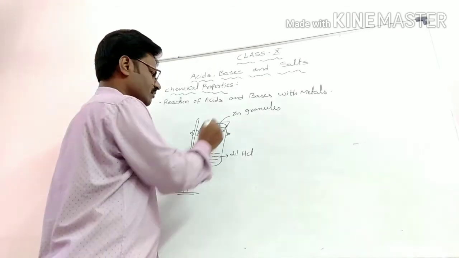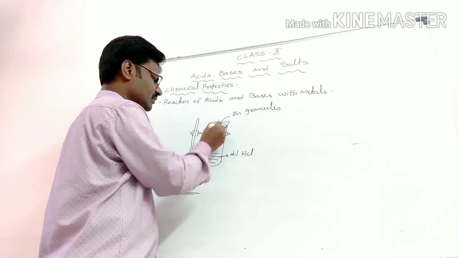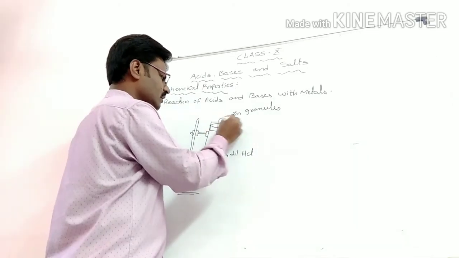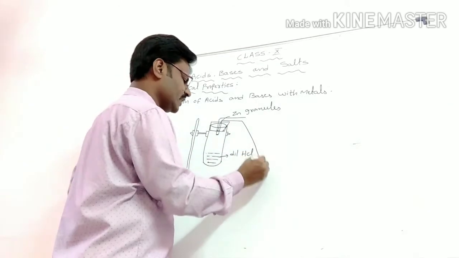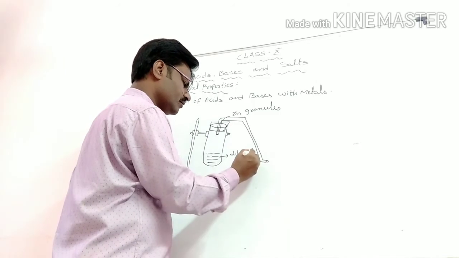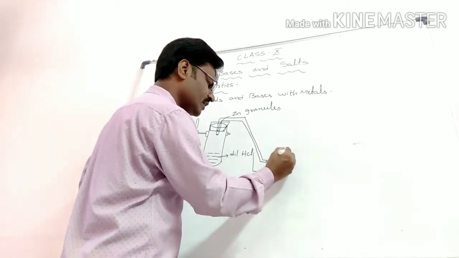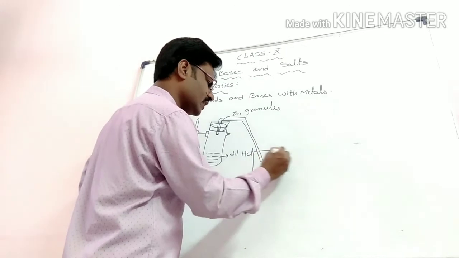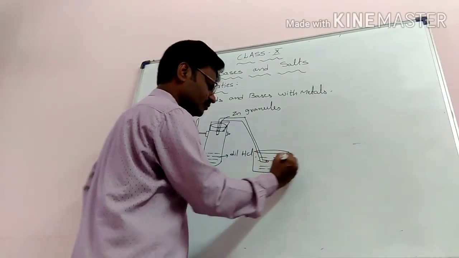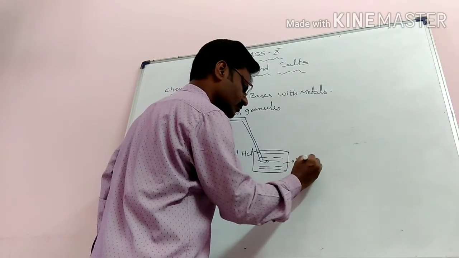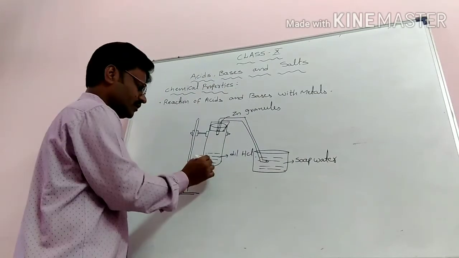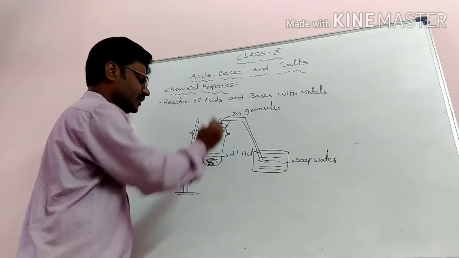We take one delivery tube. One end is fixed into the test tube, and the second end is fixed into a trough which contains soap water. So we are adding zinc granules in this.